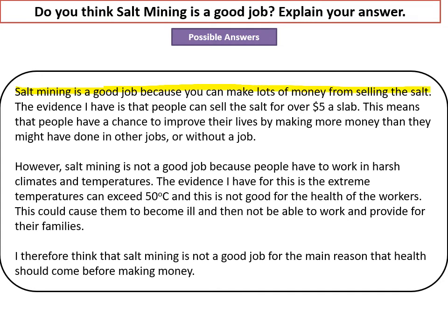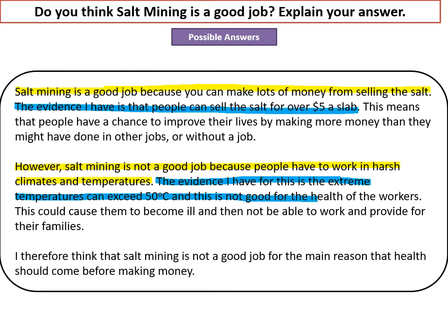We move to the second paragraph. However, salt mining is not a good job because people have to work in harsh climates and temperatures. There's my other point. So my evidence up the top, I've already read that through, is the fact that they can sell it for that amount of money. My evidence for the second point is the extreme temperatures that can exceed 50 degrees Celsius. And I've almost basically gone into explanation for this second bit. So I'm going to stop there actually. And this is not good for their health, really, is moving into the next bit.